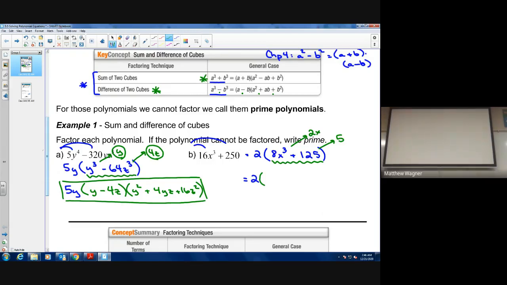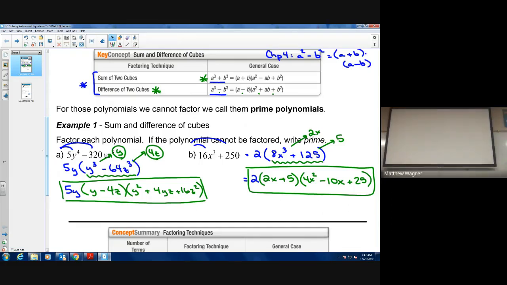Which is right here. So I want to do a plus b, so 2x plus 5. And then I'm going to square the 2x, so I get 4x squared minus a times b, 2x times 5 is 10x, plus b squared. And that is how we factor that expression.